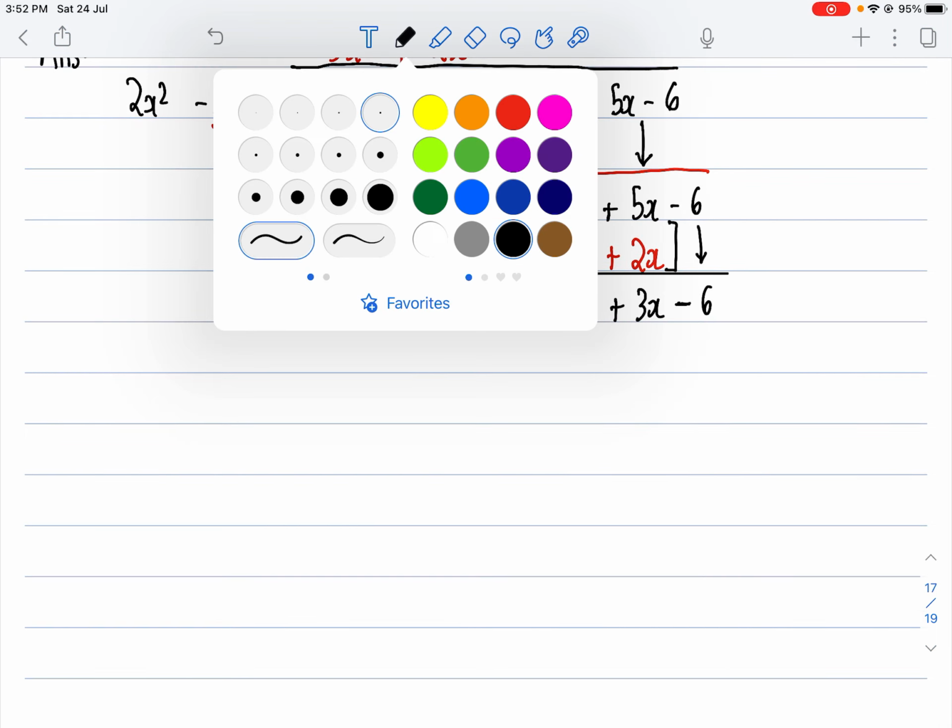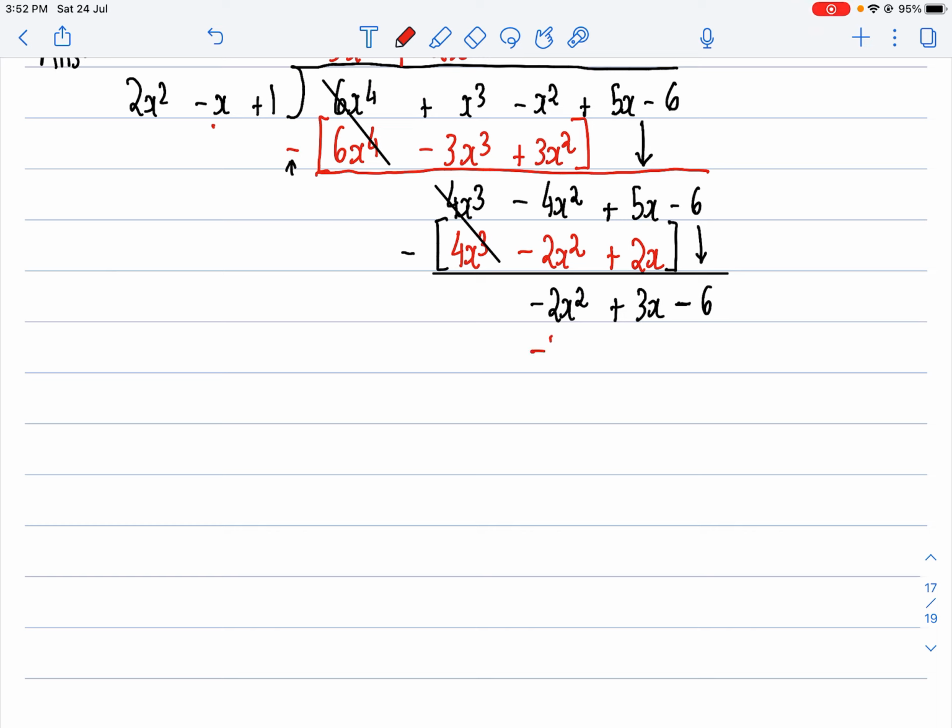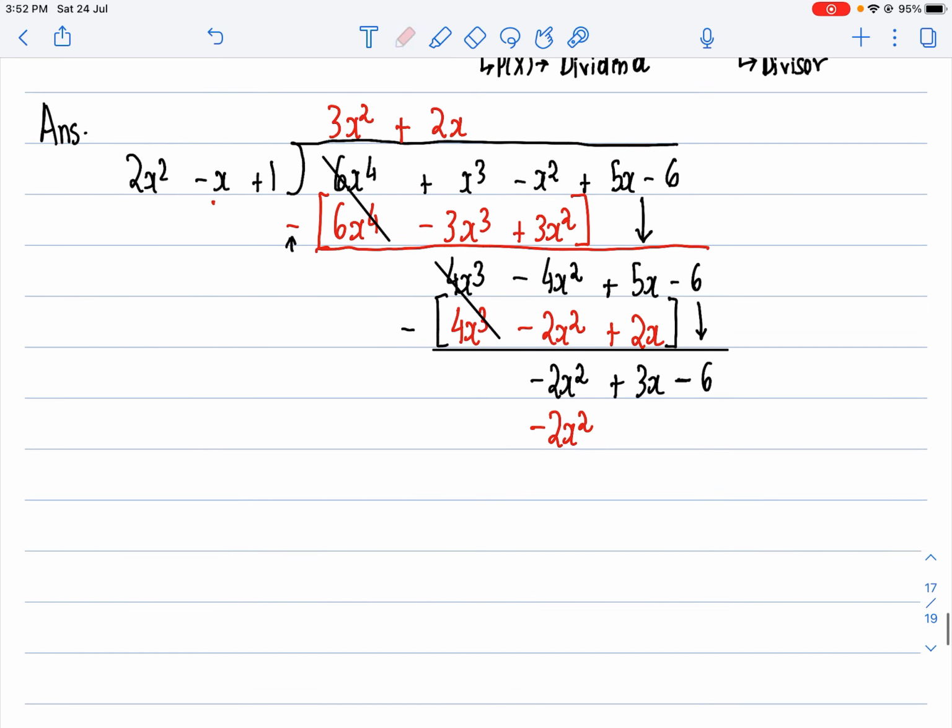So now basically I need a negative 2x square. So what should I multiply to 2x square to get a negative 2x square? Very simple, just a negative 1. Okay, now I do negative x and negative 1, which gives me positive x. So I do plus x. And then I do 1 into negative 1, which basically gives me negative 1. So I simply just get negative 1.